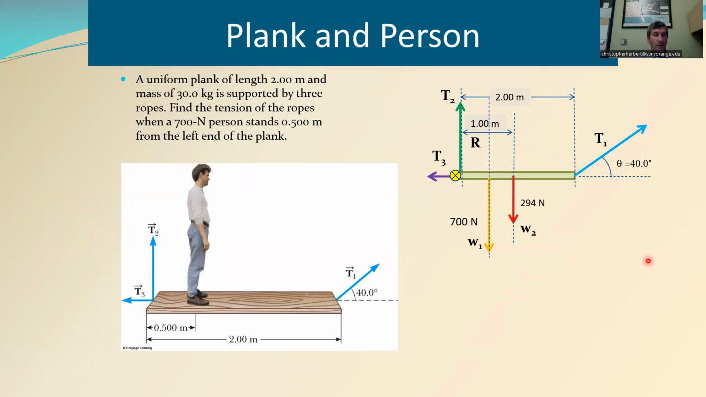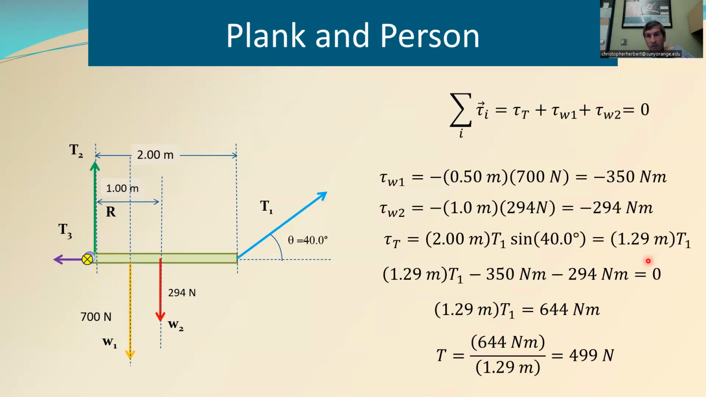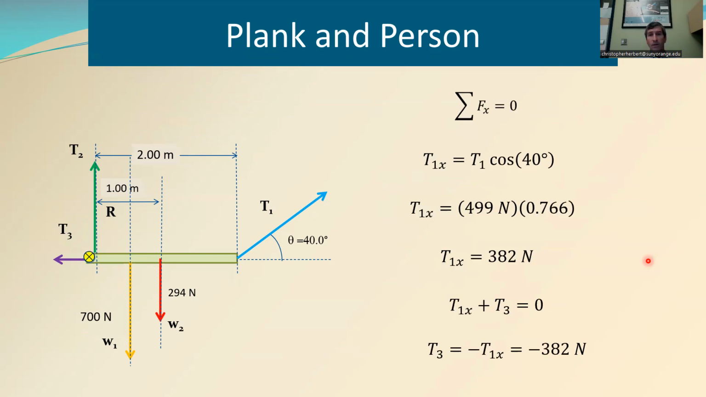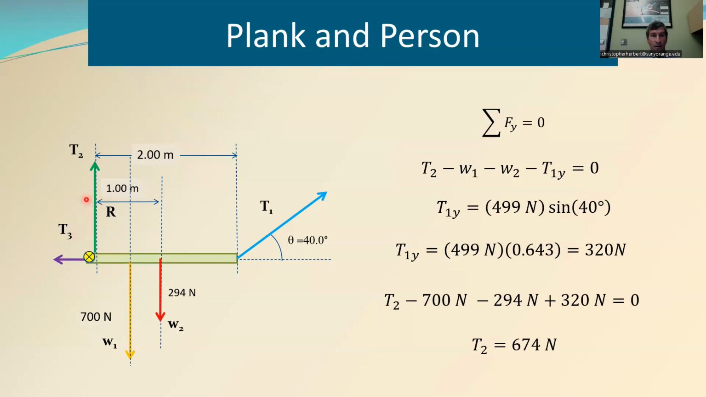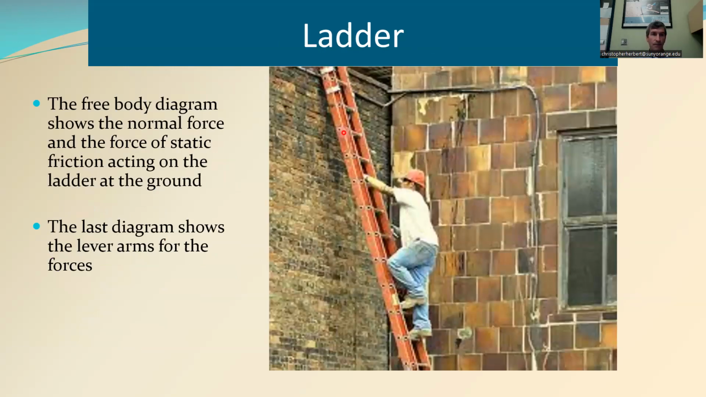Again, nothing crazy about this. Treat it just like the other sign problems. Use the second condition of equilibrium to find tension 1. Okay, once you have tension 1, you can use the sum of the forces in the x direction to find the tension in 3, sum of the force in the y direction to find the tension in 2. And basically, as long as you don't have more than 3 unknowns, you can solve for these problems.